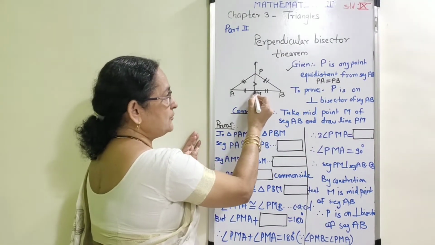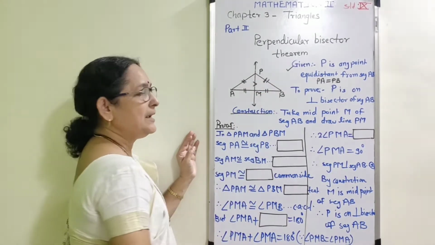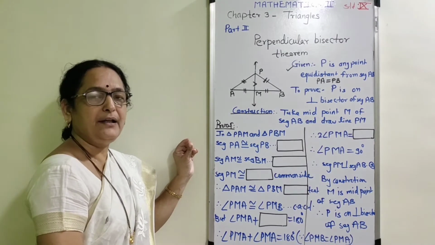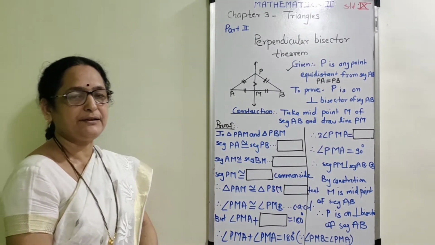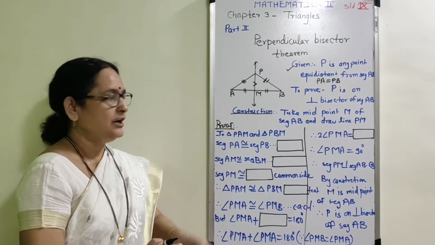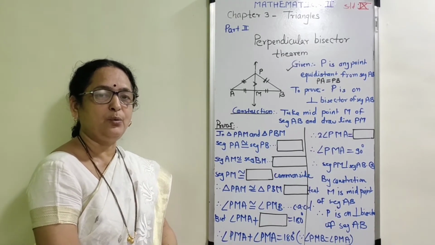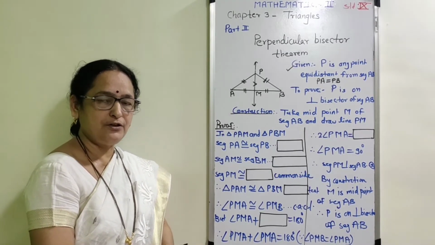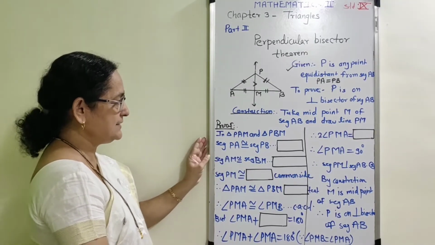In construction, we have taken the midpoint. Also, we have proved that angle PMB is 90 degrees, and therefore point P lies on the perpendicular bisector of segment AB. Since it is given as an activity, try to learn it carefully. Since in our question paper now, activity based questions are included, learn this theorem. Now we are going to substitute the reasons.